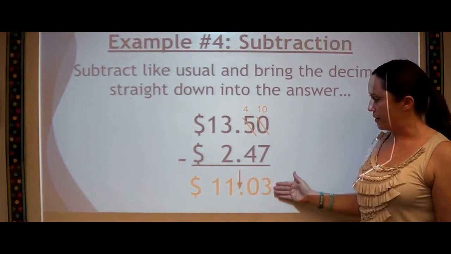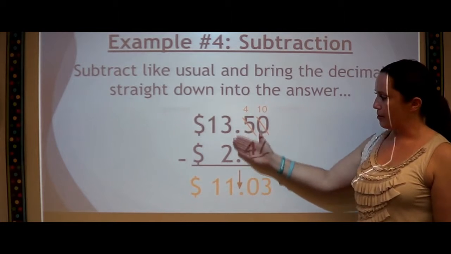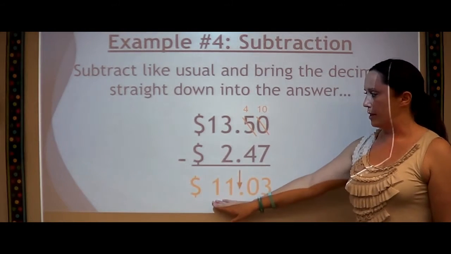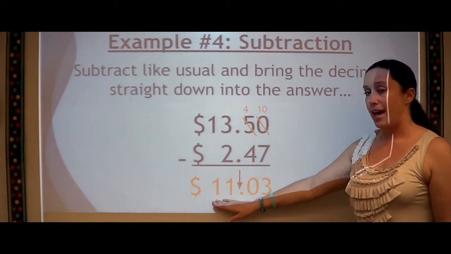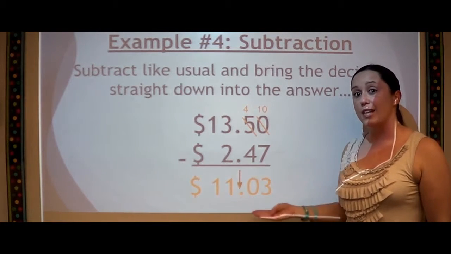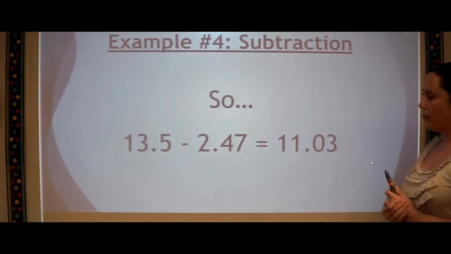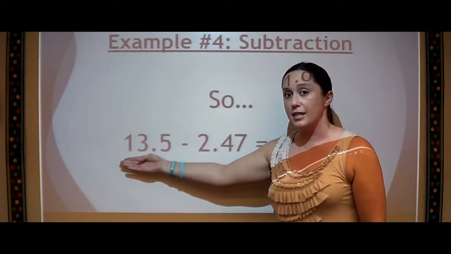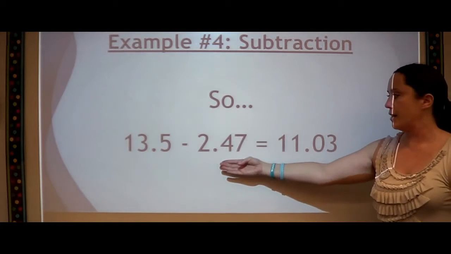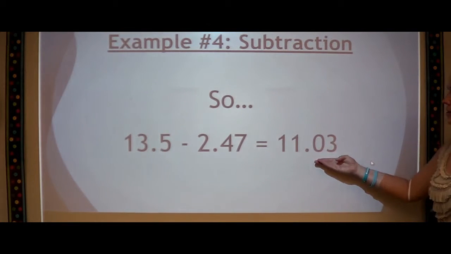So 10 minus 7 is 3, 4 minus 4 is 0, 3 minus 2 is 1, and then 1, if you had a 0 here, would be minus 0 would be 1. So at the end, after we bring down that decimal, should be $11.03. Or, going back to the beginning without that dollar sign, 13 5/10 minus 2 47/100 equals 11 3/100.